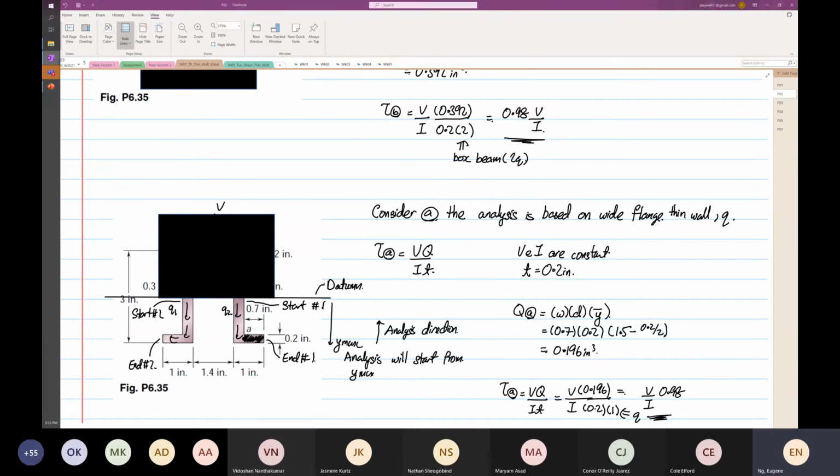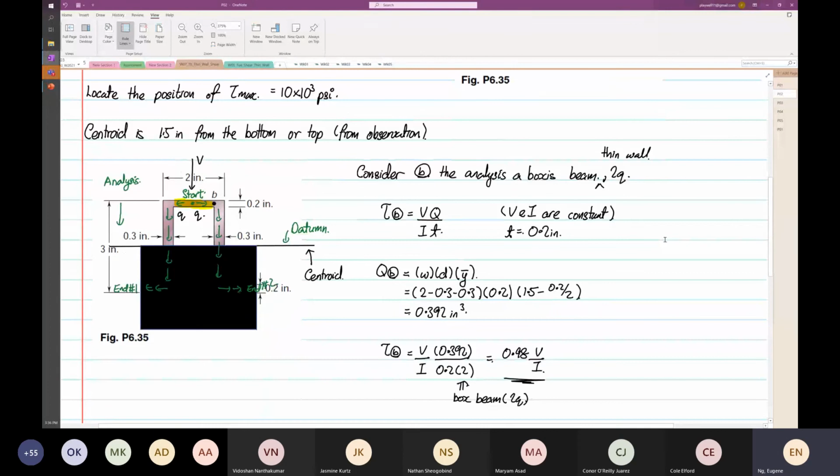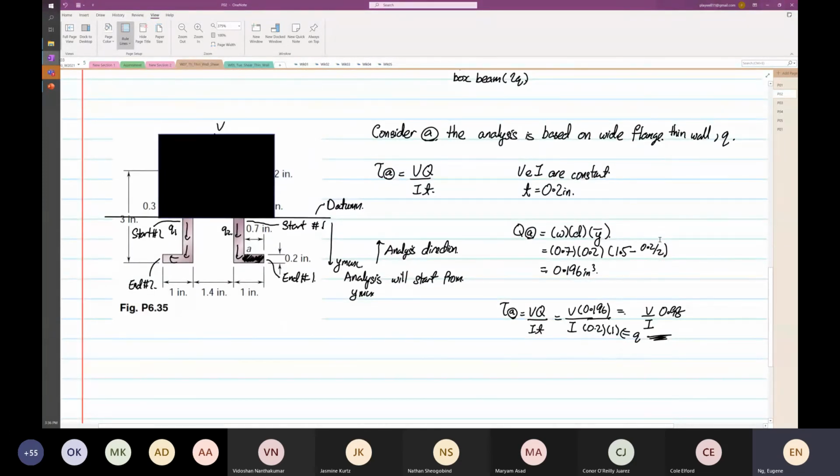What we realize from here is, hey, something is weird, but for this question, at point B, the shear stress is also 0.98 times V over I. Yes or no? And at point A, it's still the same.